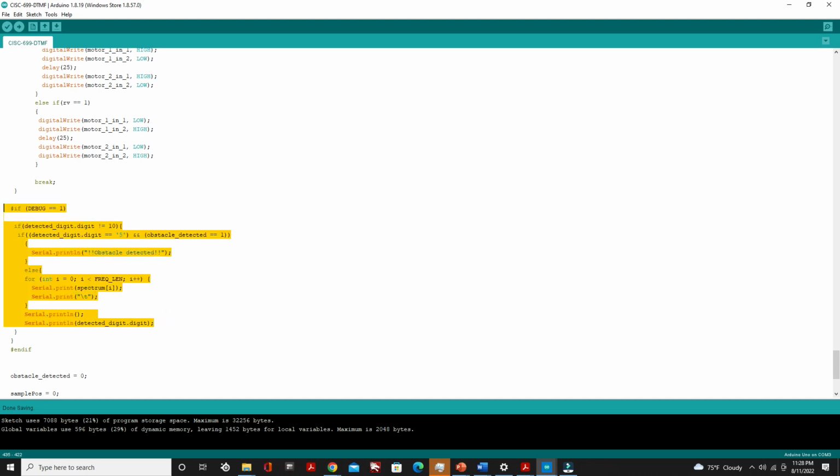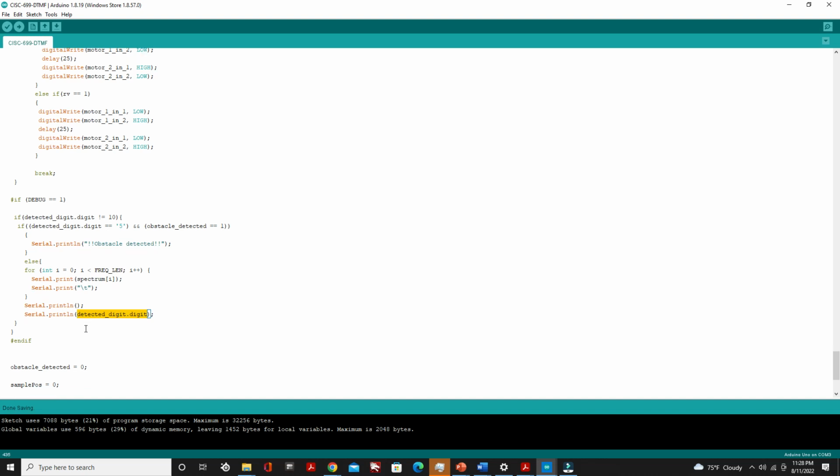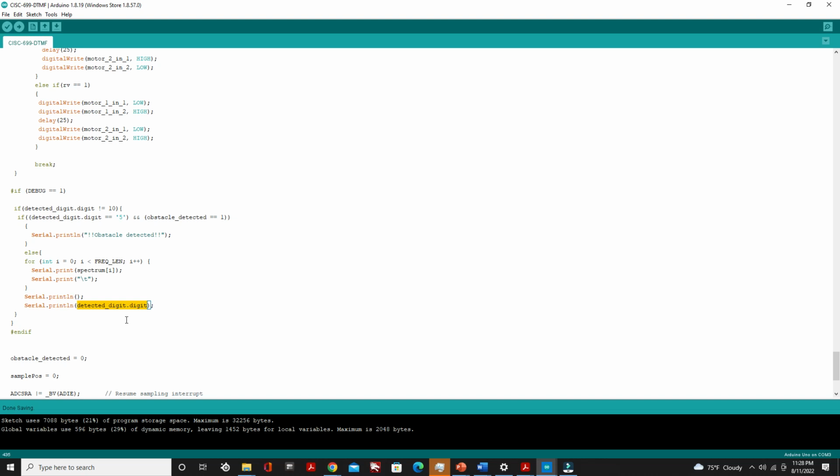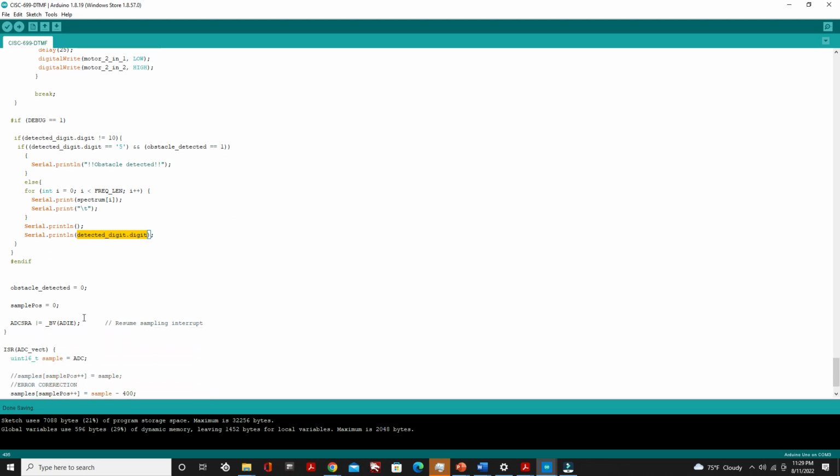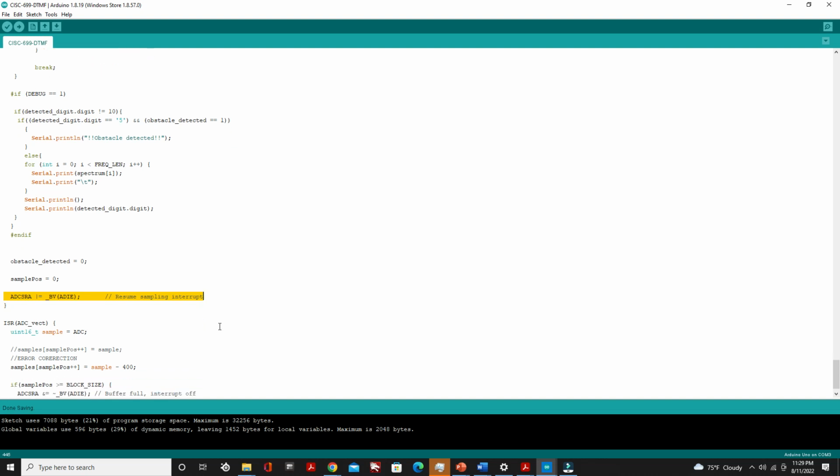This portion of code I have used to print the frequency spectrum for the detected digit alone, not for all the sampling. I print the values of the spectrum only where I actually detect a digit. Here I resume the sampling interrupt, I mean, resuming the analog to digital conversion interrupt.